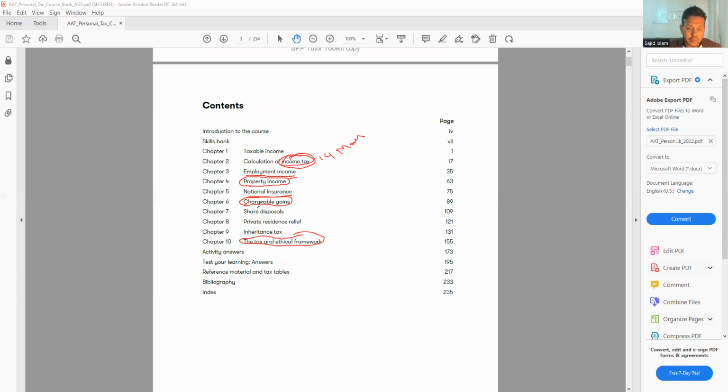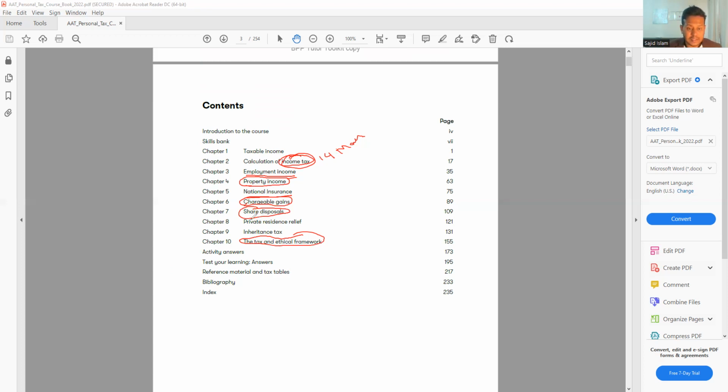Then you have share disposal. This happens when you're dealing with shares. When you buy shares and sell shares, and if you make a gain, for example, if you invest some money in Tesco, buy some shares, and after a few months or few years you sell those shares and make some gain, you have to pay some tax on that. Every time you make a gain or profit, you have to pay some tax to HMRC.